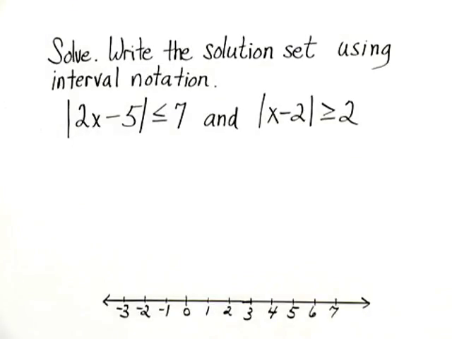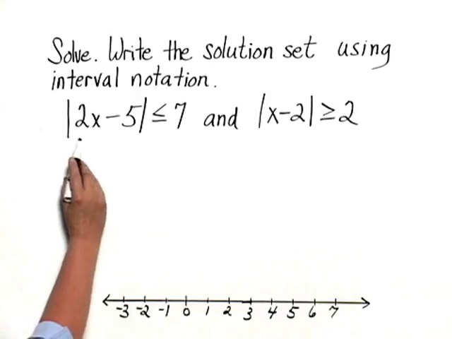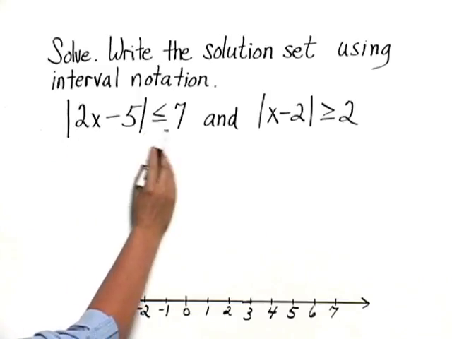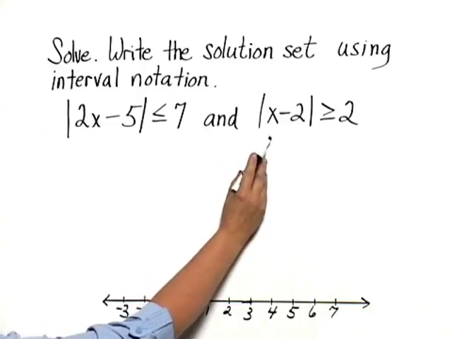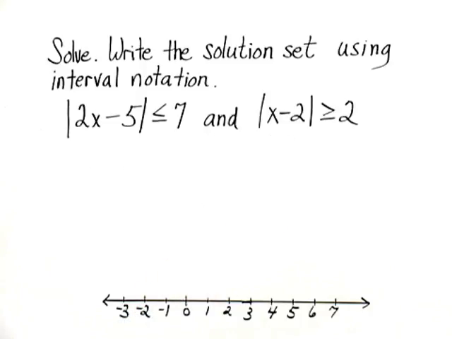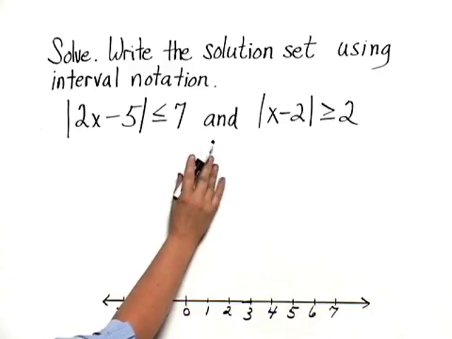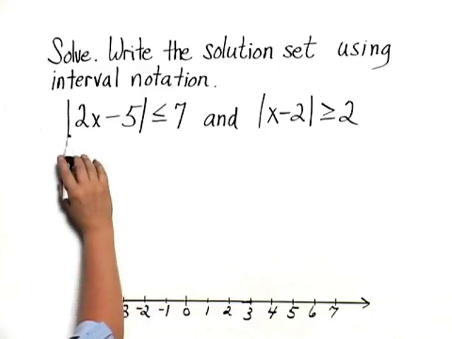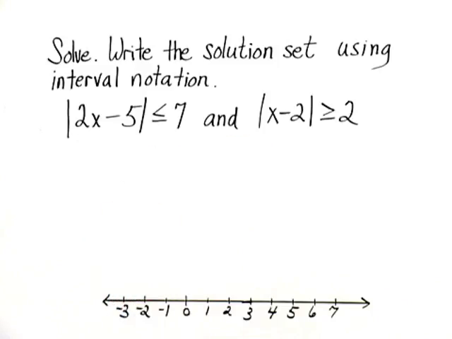Solve, write the solution set using interval notation. The absolute value of 2x minus 5 is less than or equal to 7, and the absolute value of x minus 2 is greater than or equal to 2. Before we start, notice the word and. That means that whatever values are solutions, they must be solutions of this and this. So we will be looking at intersections of solution sets.